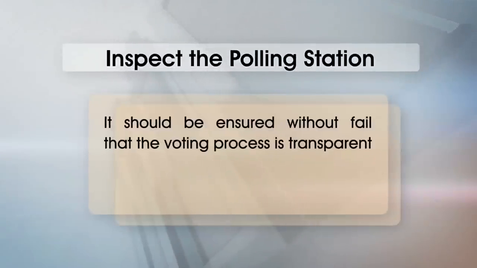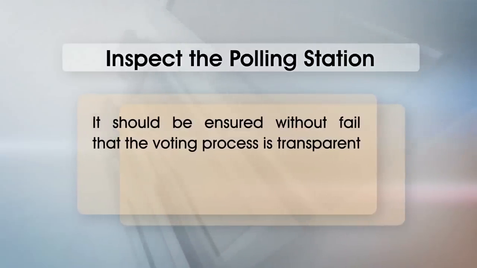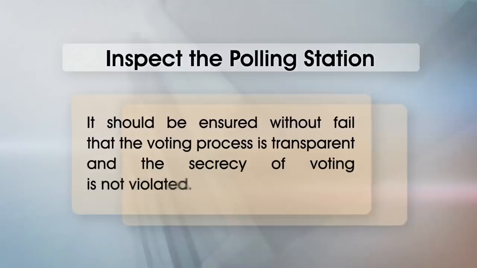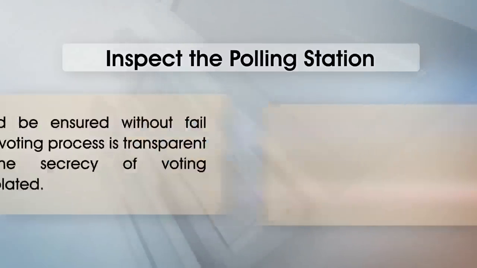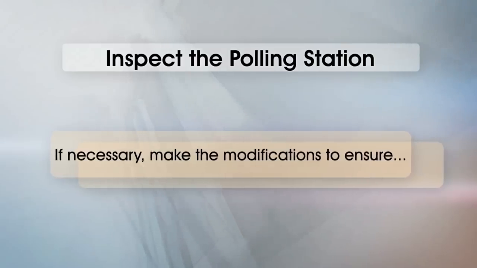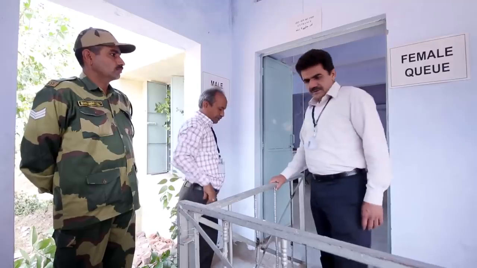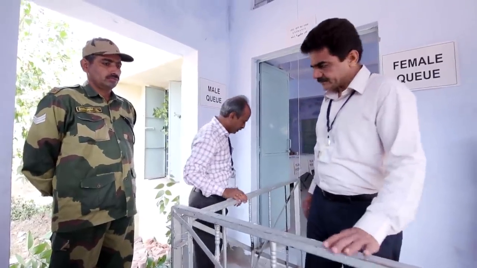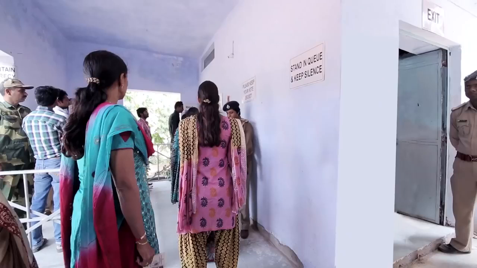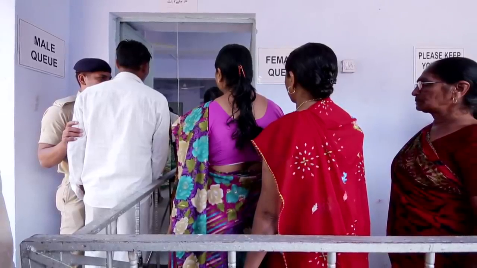Inspect the polling station. It should be ensured without fail that the voting process is transparent and the secrecy of voting is not violated. If necessary, make the modifications to ensure there is enough space for voters to wait. There are separate waiting areas for men and women. There are separate entrance and exit for voters. If there is one door, use bamboo dividers in the middle of the doorway.